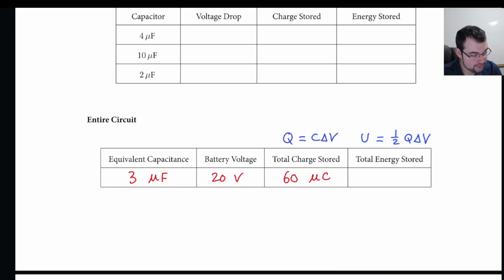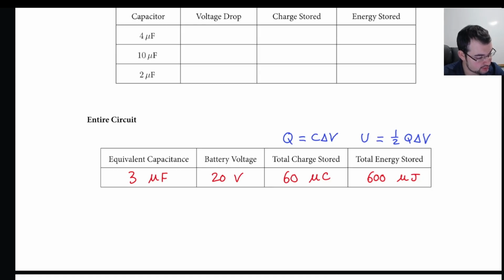So half of Q, that's going to be 30, and then 30 times 20, that's going to be 600 microjoules. You don't have to use micro if you want. You can totally just write this with scientific notation. All right, so why does that help?